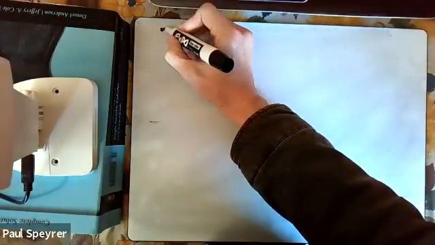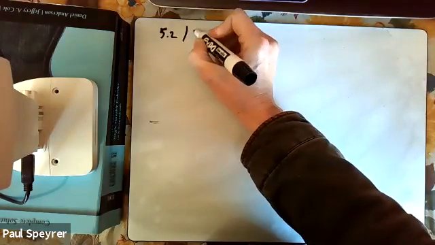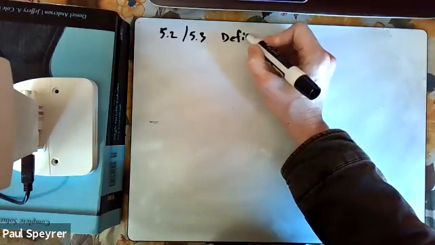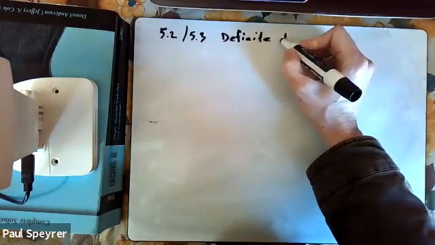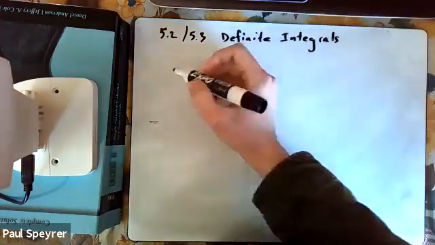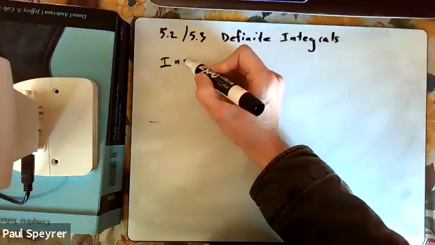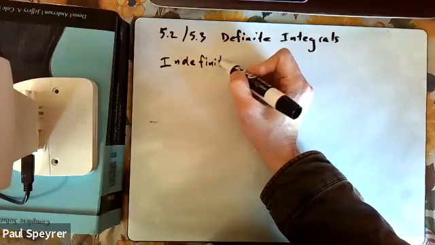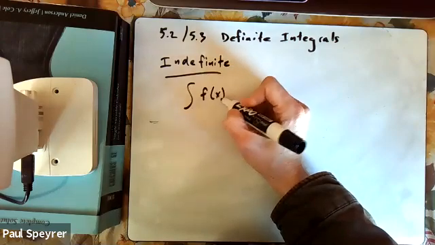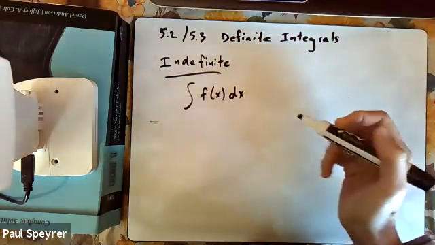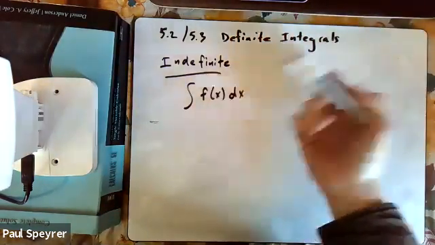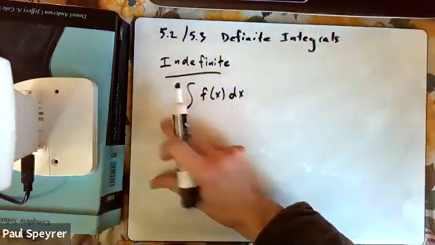So in this section right here, I'm going to slap 5.2 and 5.3 together because they incorporate the same thing, which are definite integrals. Now remember, you had indefinite, which means they weren't defined. It was just the integral sign, right? And then this is f of x dx right here. So remember, integrals just mean take the antiderivative of this specific function, right? We're doing the reverse of deriving.